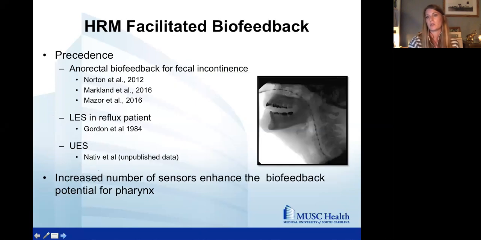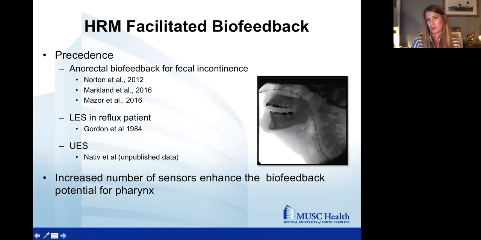So how has this been used historically, and where are we going with this? Historically, there's good data out there to support the use of HRM biofeedback for fecal incontinence. Now, that's a different end than what we're interested in, but there have been several studies that show promising data in terms of being able to control sphincters using the HRM biofeedback.